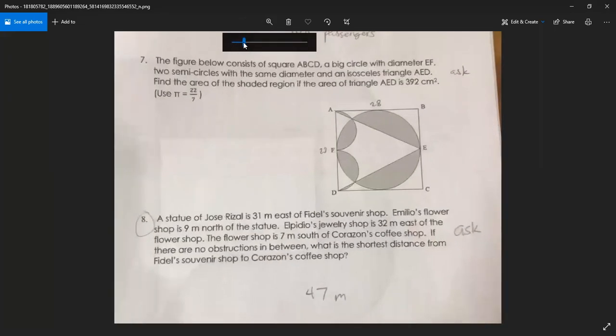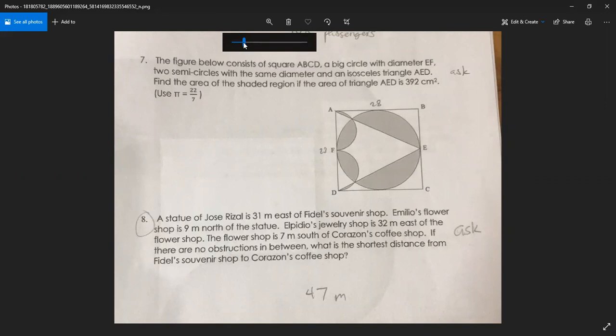Okay. So why is it a typo error? Actually, when we are asking for the shortest distance, we are going to apply the Pythagorean Theorem. What you did here is you added 31 and 16. That's why you got 47. But what you need to do here is to use the Pythagorean Theorem.